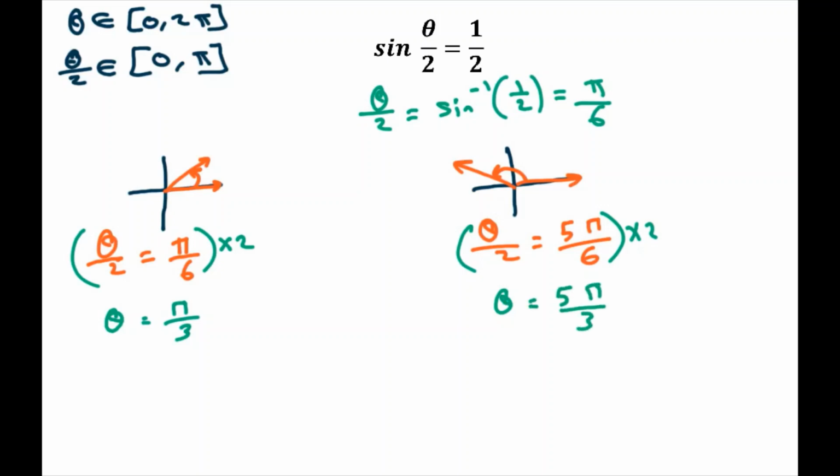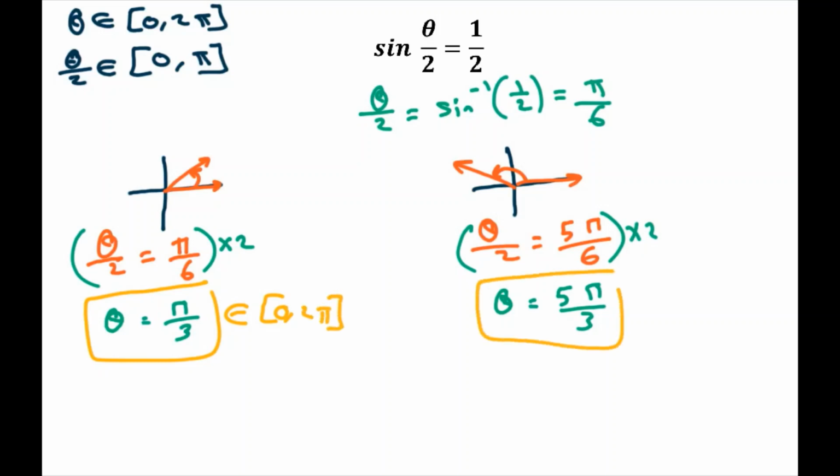Now, let's just quickly think about it here. Pi over 3 is 60 degrees. And this is an angle less than 360. So that's one solution. 5 pi over 3 is 300 degrees. So it's still an angle less than 2 pi.